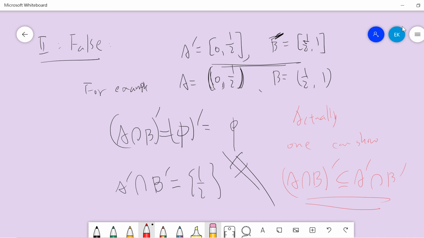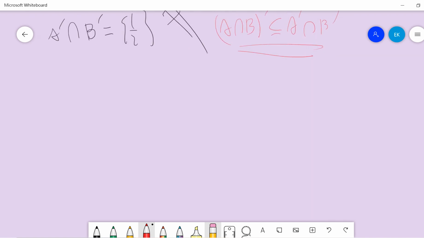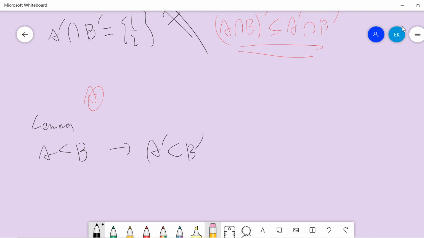So one can show this. And to prove this is not difficult. There's a lemma: if A is a subset of B, then A derived set is a subset of B derived set. I think this can be seen by the definition. Okay, so I think this is trivial.